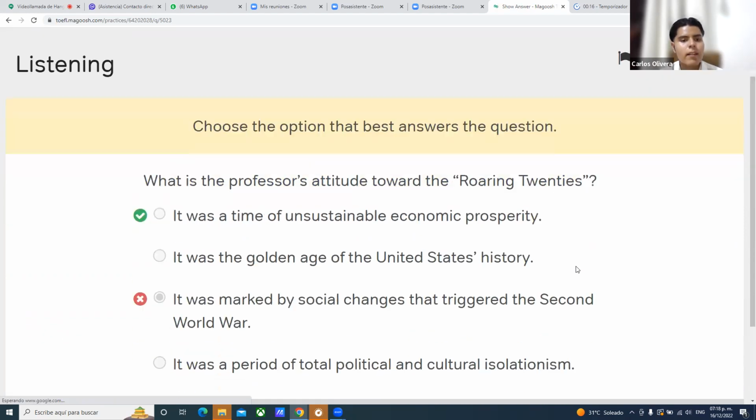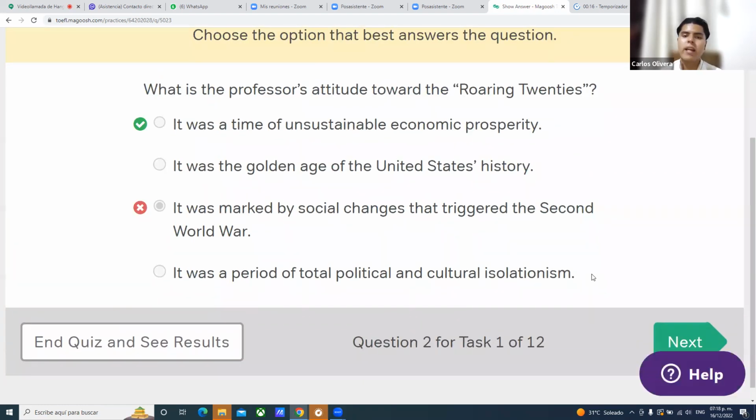Very good. Let's go to the next question. What is the professor's attitude towards the Roaring '20s? It was a time of unsustainable economic prosperity. And yes, this is true because the professor himself admits this.